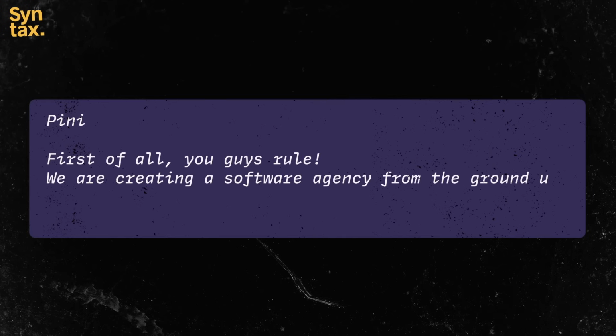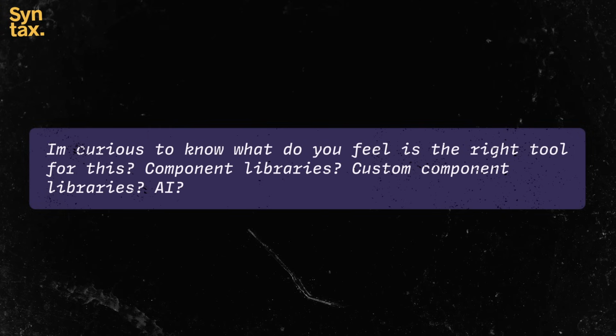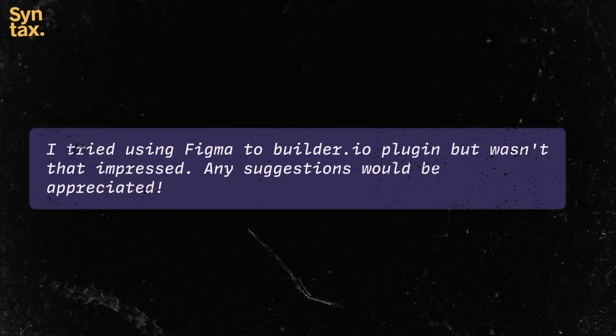Next one is Penny. Penny says, first of all, you guys rule. Thank you. We are creating a software agency from the ground up. We want to create a UI as rapidly and efficiently as possible. I'm curious to know, what do you feel is the right tool for this? Component libraries, custom component libraries, AI. I tried using the Figma to Builder.io plugin, but wasn't impressed. Any suggestions would be appreciated.